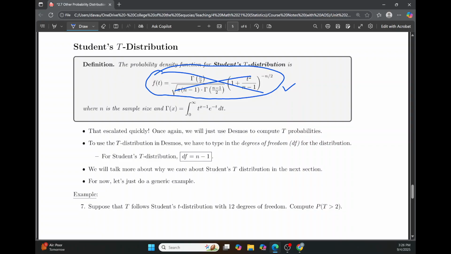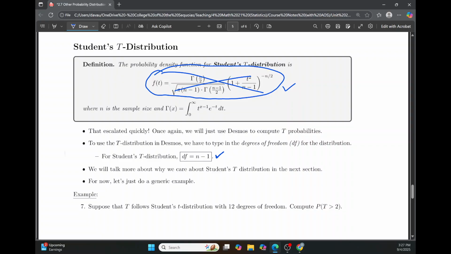When we go to compute probability involving student's t distribution, we'll have to enter in the degrees of freedom. Degrees of freedom, it's not something that I want to get into in a ton of detail right now, but for student's t distribution, the degrees of freedom is always going to be one less than the sample size. Okay, so whatever the sample size is, the degrees of freedom is one less than that.